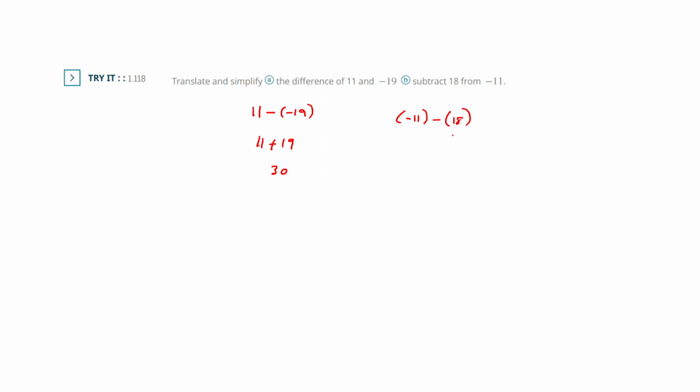I guess I didn't need the parenthesis there, but I did it anyway. So subtracting 18 from negative 11. So you owe me, so this is what we're really doing. You owe me 11, you owe me 18 more, you must now owe me 29.